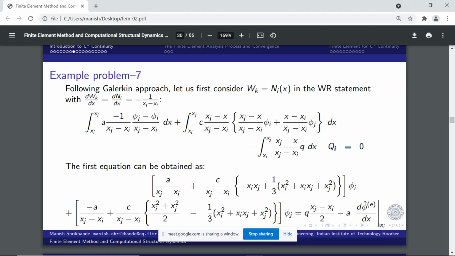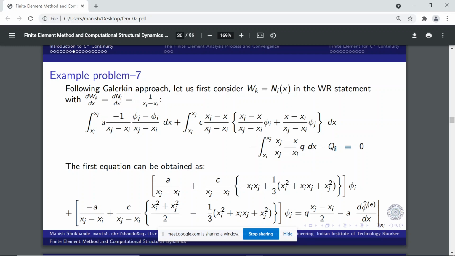d phi/dx, obviously, is going to be constant because phi hat is a linear variation, so the derivative is going to be constant, and that is just the difference in the primary variables at the two nodes divided by the distance between the two nodes. So that's what you have. This is d phi/dx, so (phi j minus phi i) divided by (xj minus xi).